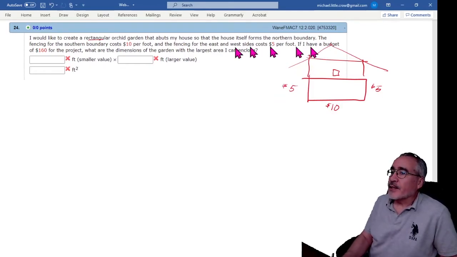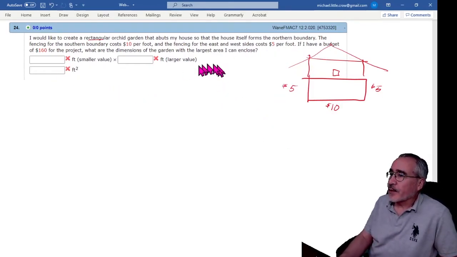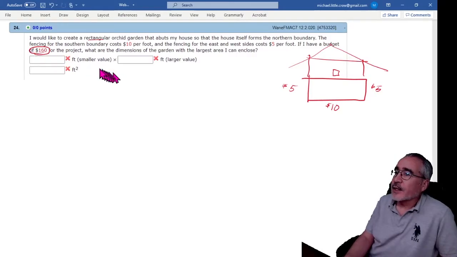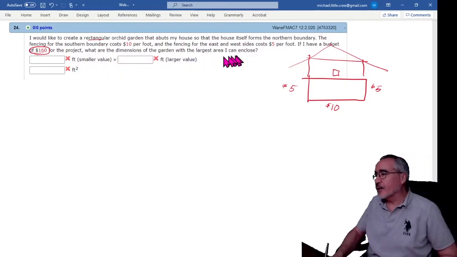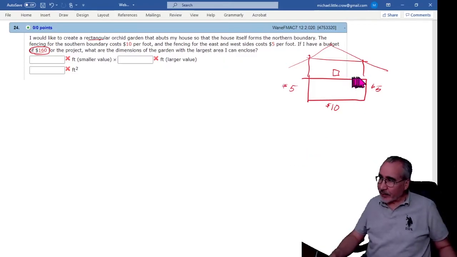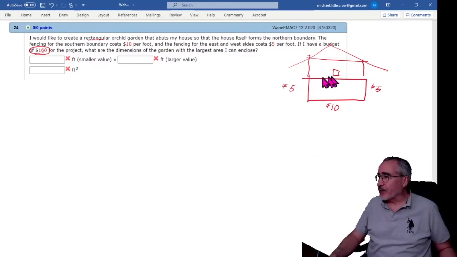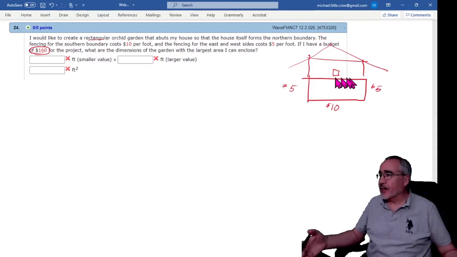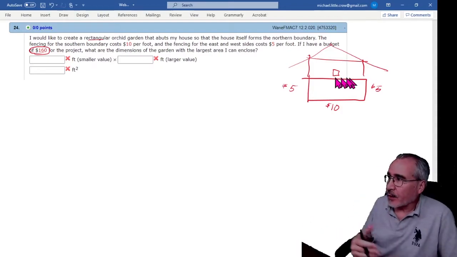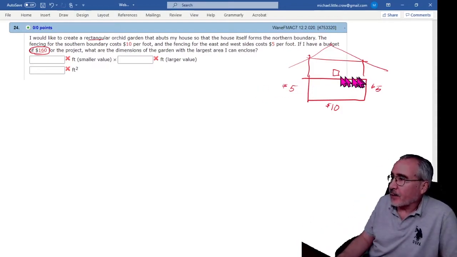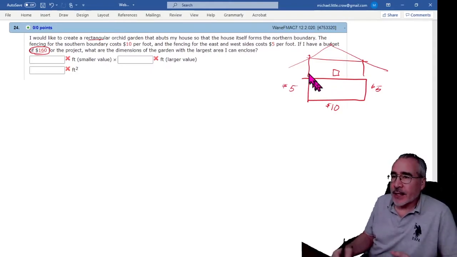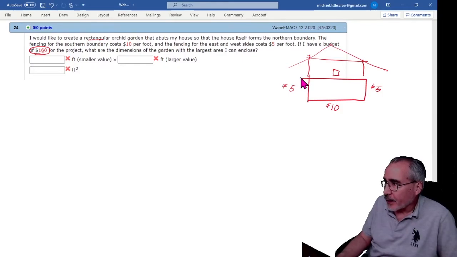If I have a budget of 160 for the project, what are the dimensions of the garden with the largest area I can enclose? Now, it kind of depends on your house, because if you make it bigger than the house, you're going to need some fencing on this north side, but we're going to assume that the garden area is smaller than the house, so that there is plenty of house to go around to enclose the garden.